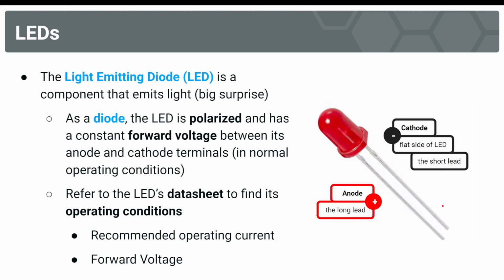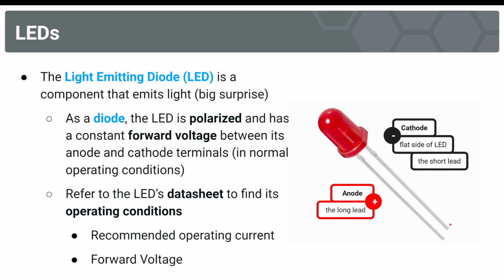And again, it has a constant forward voltage, which means the voltage drop, the voltage across the positive terminal, the anode, to the negative terminal, cathode, will usually be the same as long as you stay within its normal operating conditions. So if the voltage starting at this terminal was, say, 3 volts, then once you arrive at this terminal, the voltage will have dropped by 2.2 volts to 0.8 volts.